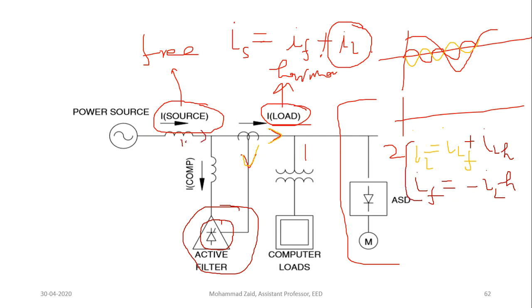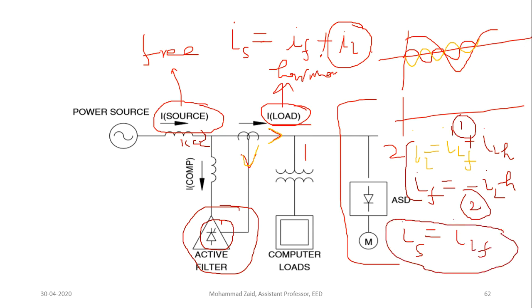If you write KCL here, so if this current is negative of this, then the net current IS, if you add both these equations 1 and 2, the summation of both will be equal to ILF. That means the source current now has only the fundamental component current which is flowing into the load. So this is the principle of active filter, but easier said than done.